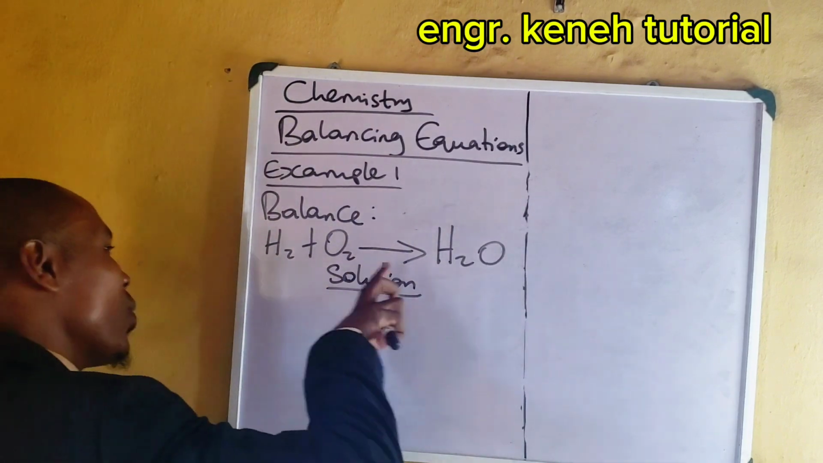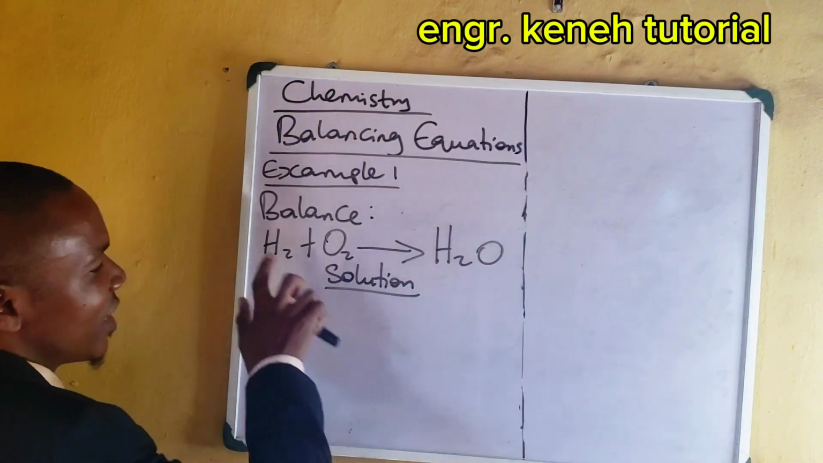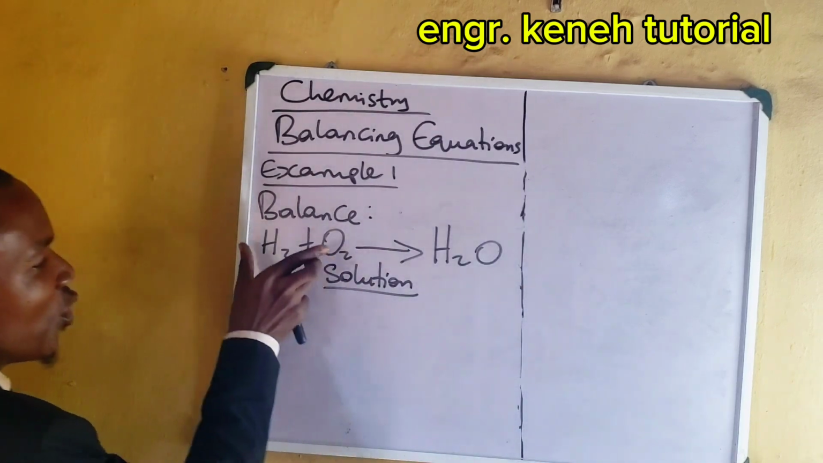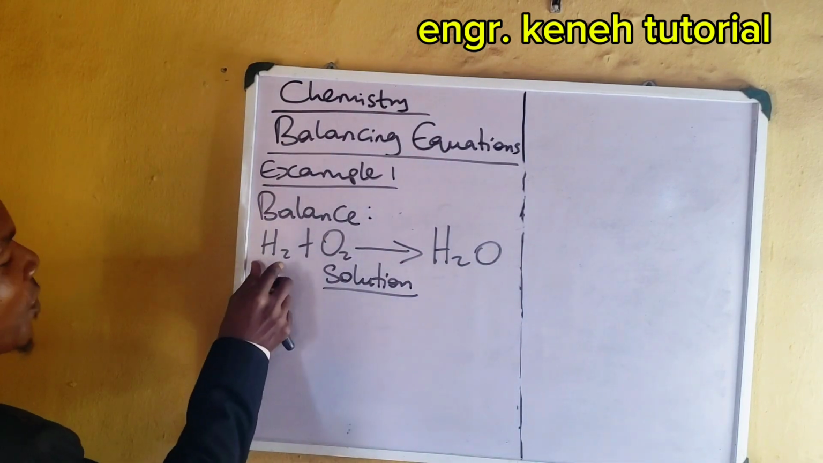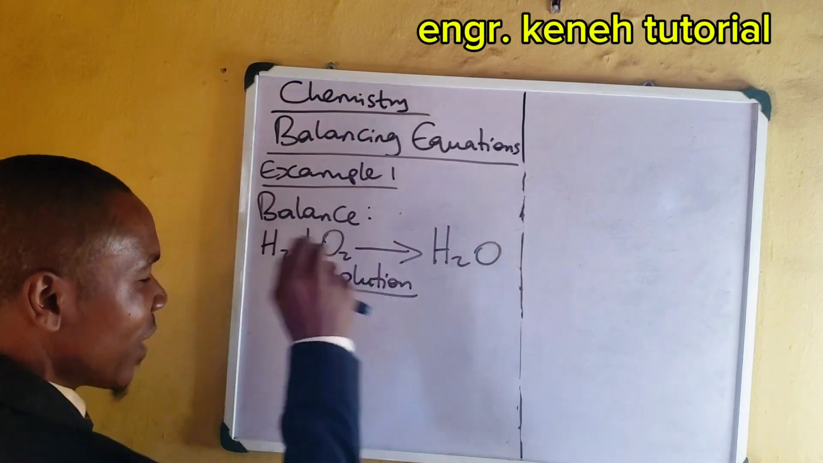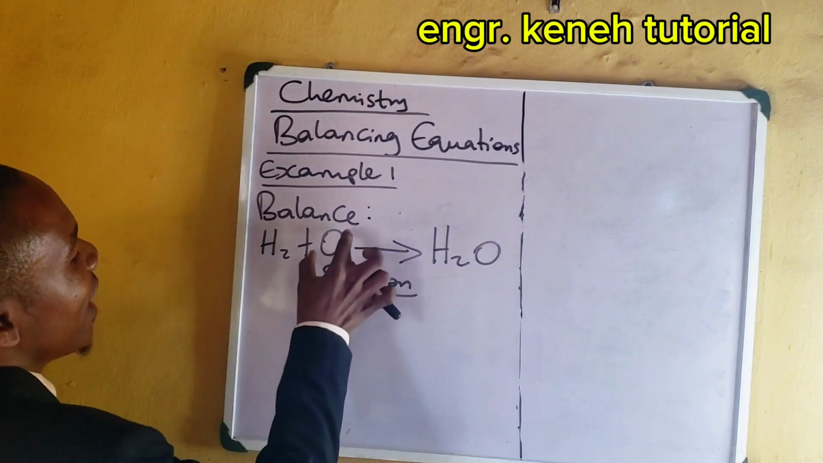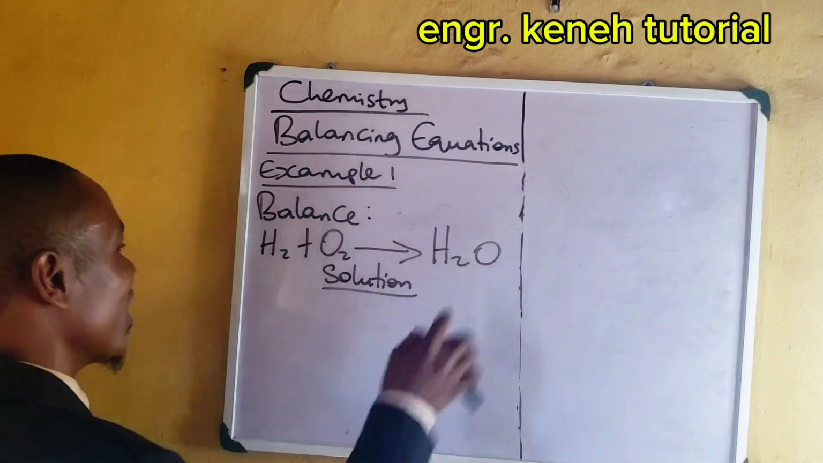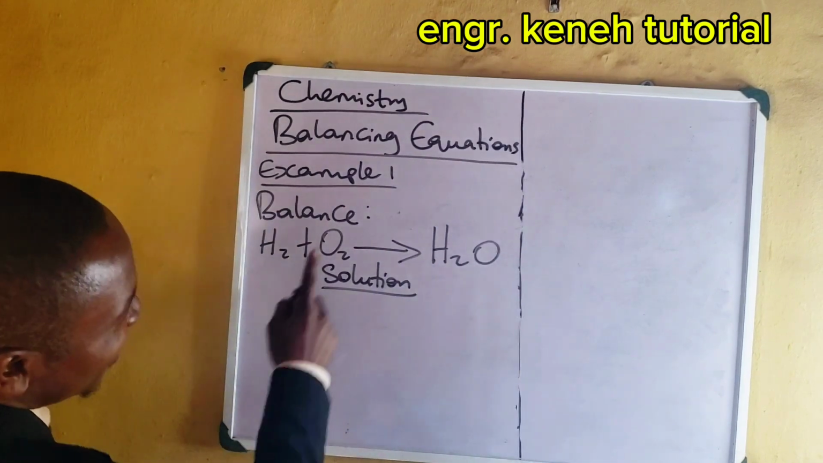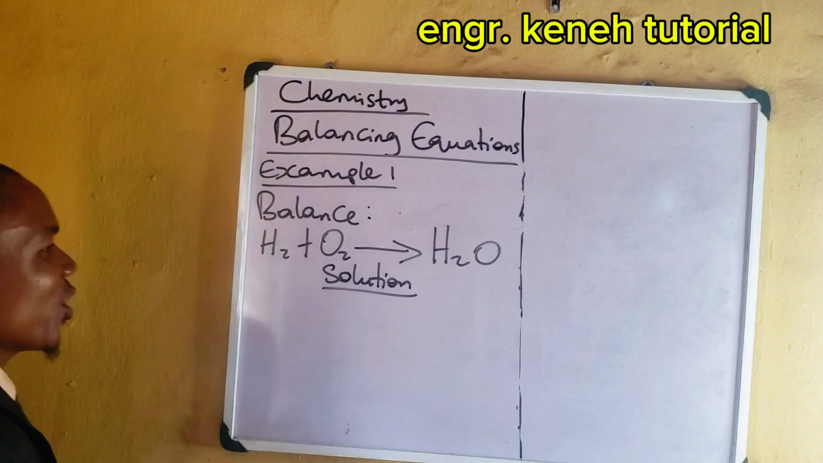How do I know? Look at how the arrow is pointing. Can you see it? Meaning that it's coming from here going to this place. So these two will react in order to form this. Is it clear? So we have 2 atoms of what? Hydrogen, 2 atoms of hydrogen, balanced. We have 2 atoms of oxygen, but 1 atom of what? Oxygen. That means that oxygen is not balanced. Because of that, this equation is not balanced.